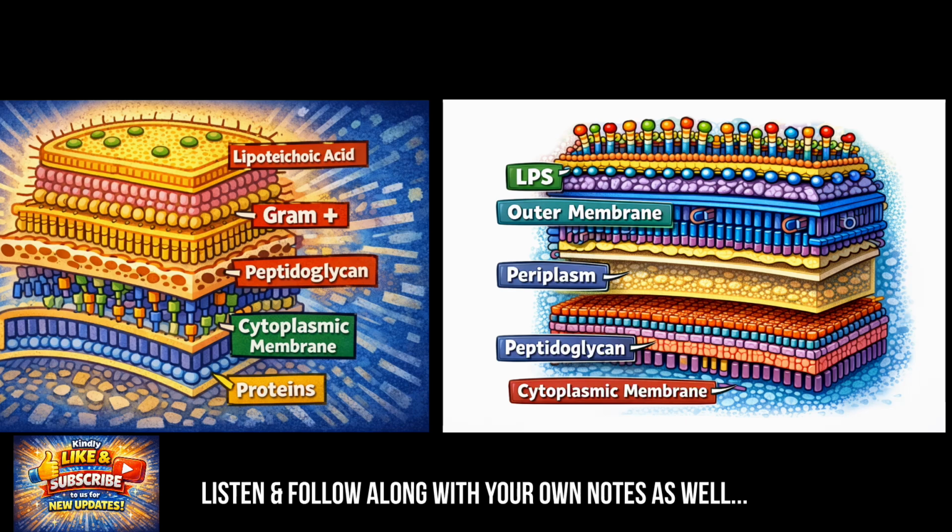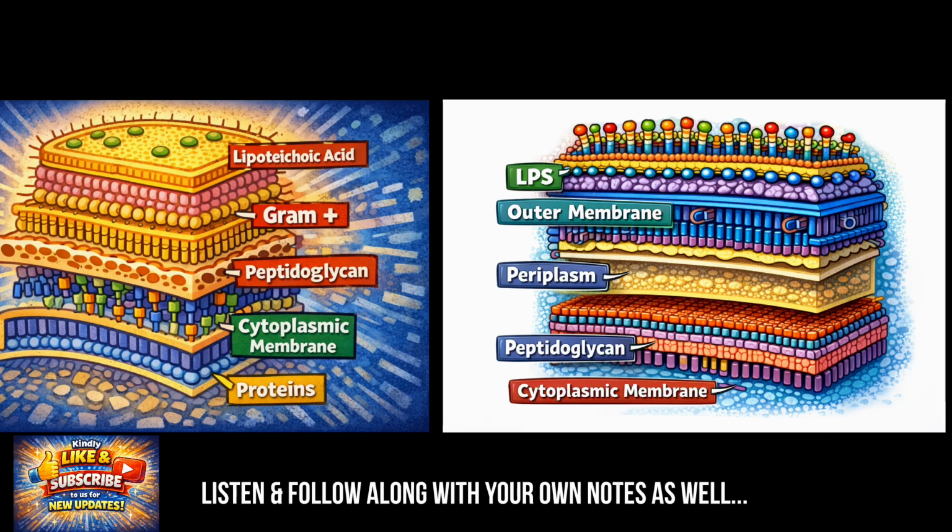Between the outer membrane and cytoplasmic membrane lies the periplasmic space. This compartment contains a thin peptidoglycan layer and numerous enzymes, including beta-lactamases. These enzymes can inactivate antibiotics before they reach their targets. The periplasm acts as a biochemical buffer zone, allowing rapid response to environmental threats while protecting the cytoplasm. Questions often test this by describing resistance despite drug exposure.